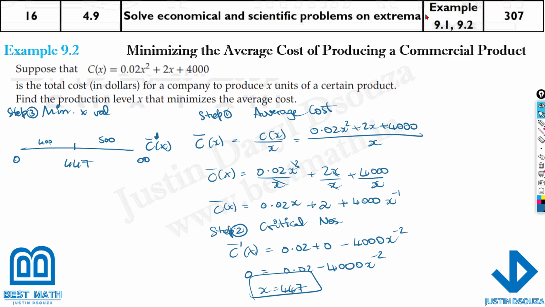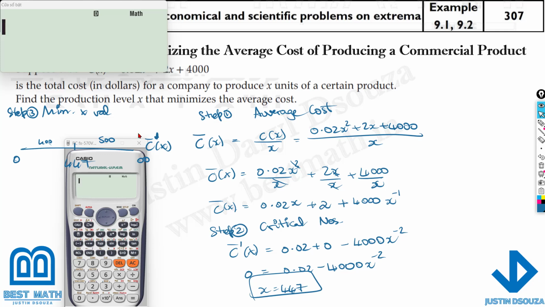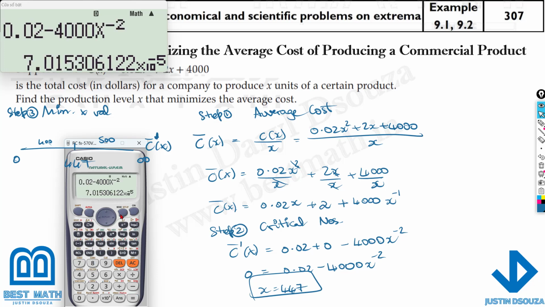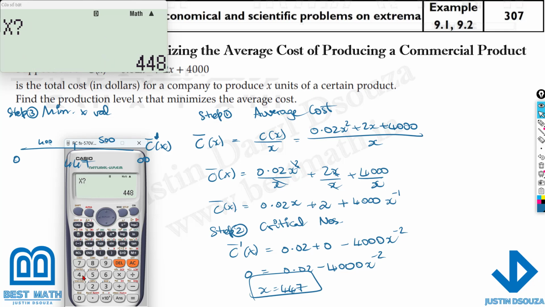So let's take our calculators again. This equation, 0.02 minus 4000 x raised to negative 2. Let us calculate this at, I can just choose 446, and you can see it's minus. Or let me choose 400. Look over here, it's a minus. So this is minus on the left side. What about the right side? What if I take 448? Look over here, it's positive. Calculated at 500 units, it's positive.